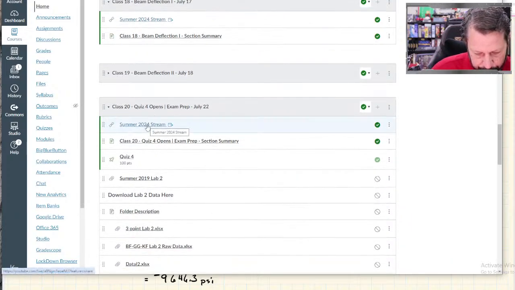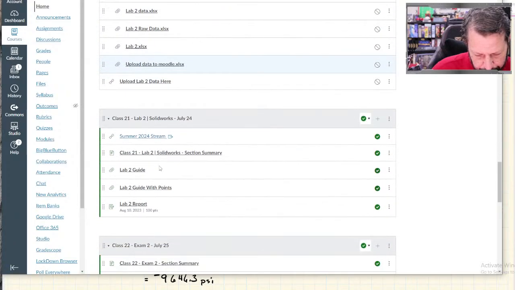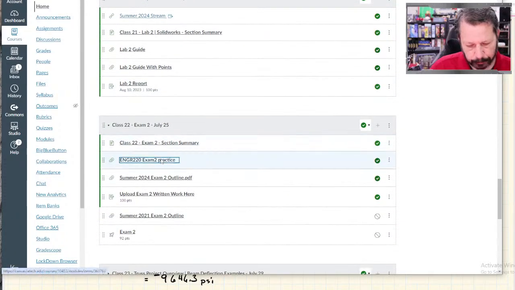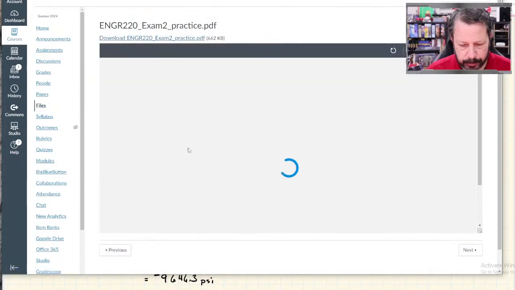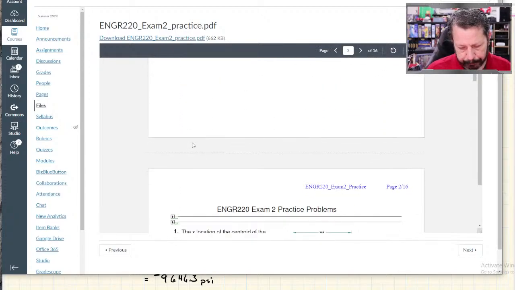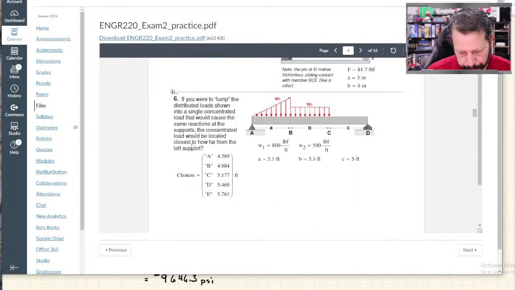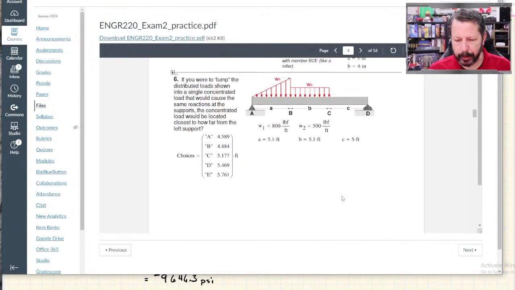Where's my... There it is. Let's see if number 6 is worth doing. Oh yeah, okay. We haven't done too many like this one, so this is a good one to do.